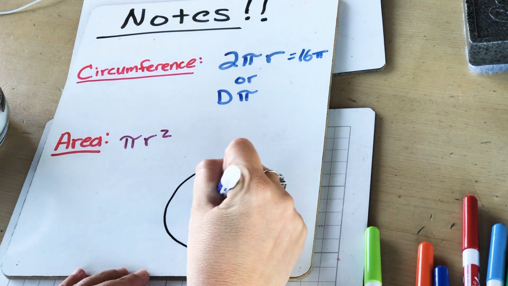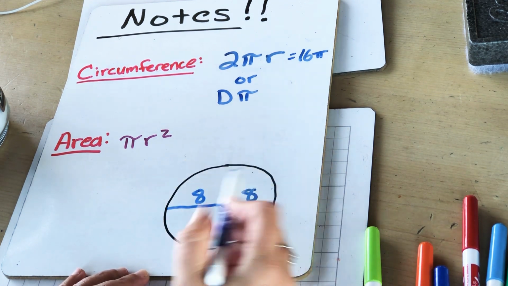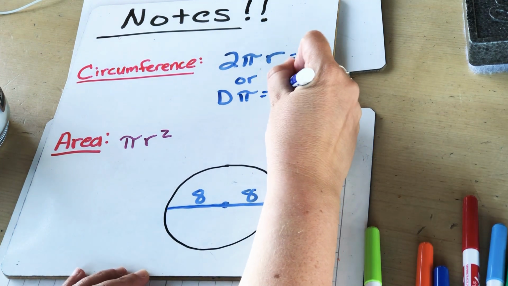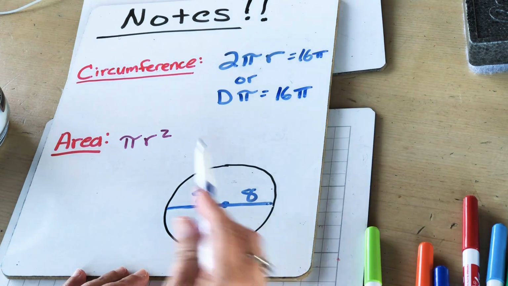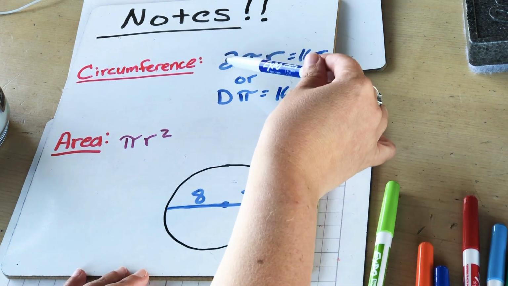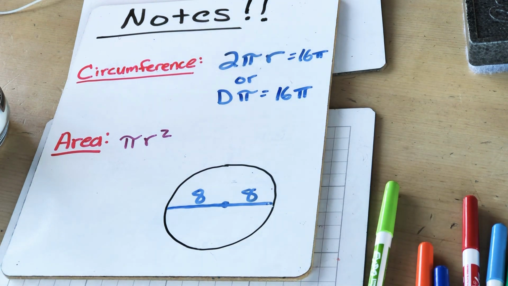If I were to go to my circle and look at the diameter, it is 8 plus 8, which is 16. So if you want, you can just use diameter. If you want, you can just use radius. If you use radius, multiply it by 2. All right, now, what is circumference?